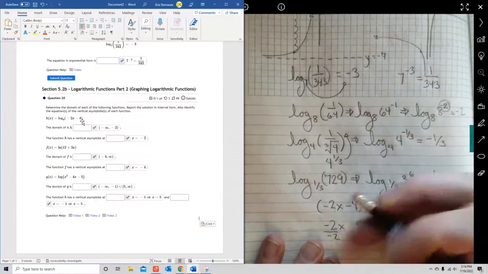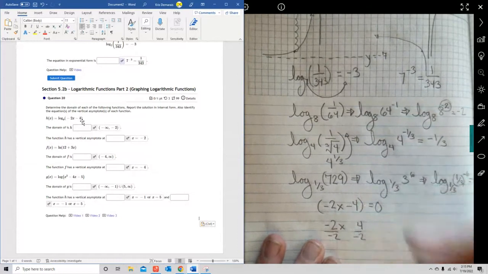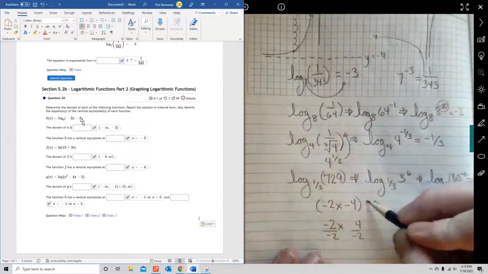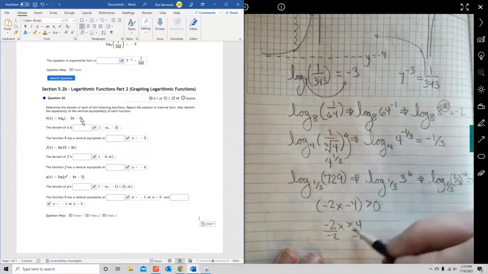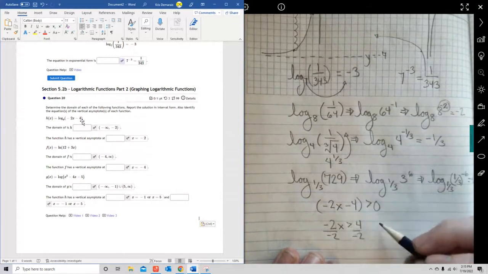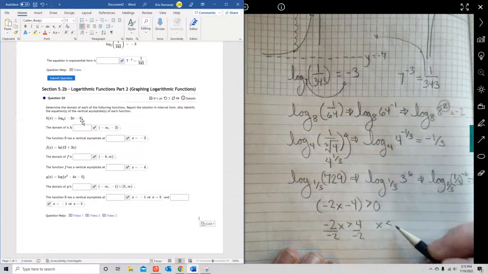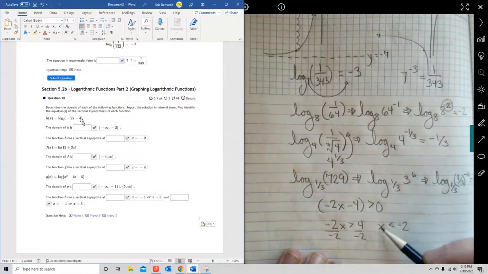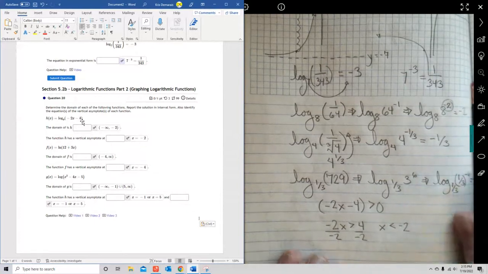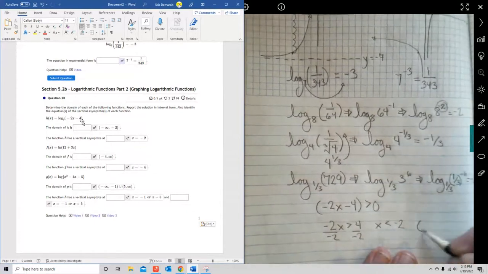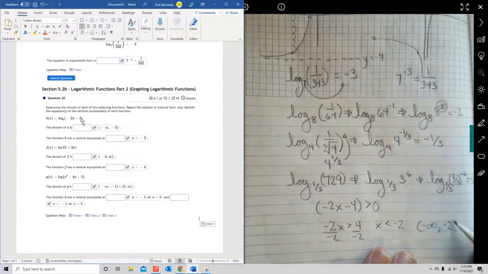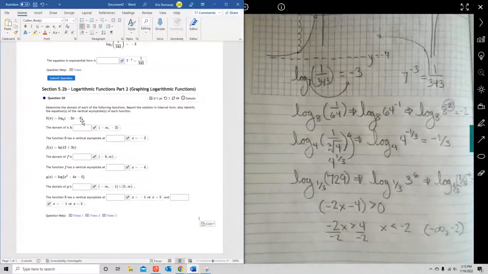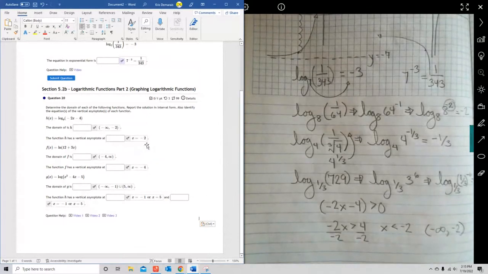And then, because of this, we're going to not set it equal to 0, but set it greater than 0, because when I divide by a negative, I'm going to have to switch the inequality sign. And then I have that x is less than negative 2. We get the interval notation of negative infinity all the way up to negative 2, not inclusive. So that means the vertical asymptote is at negative 2, and we can't be equal to it.